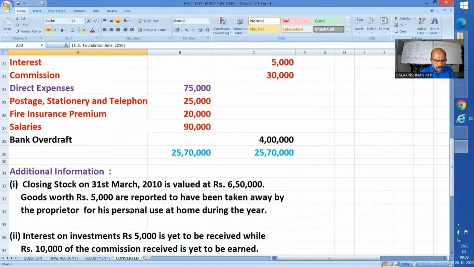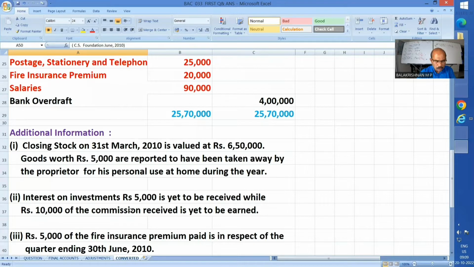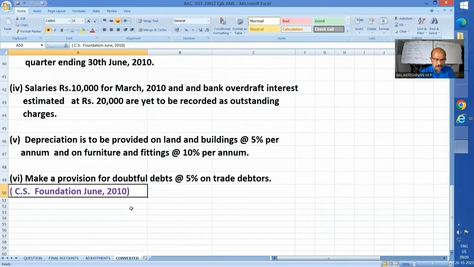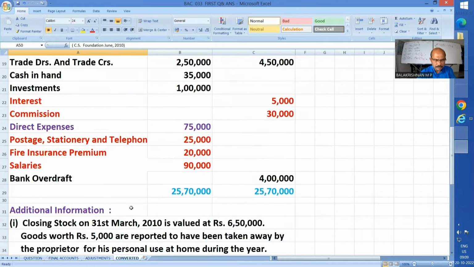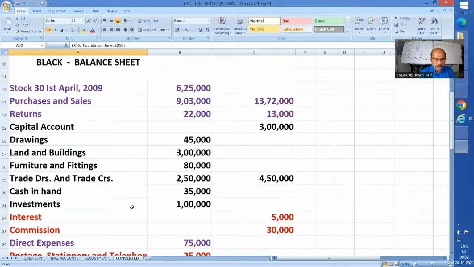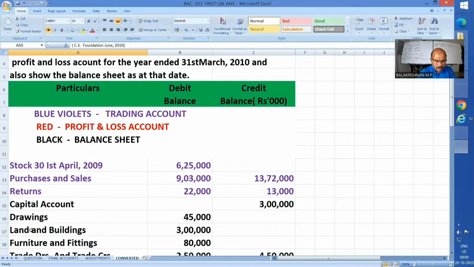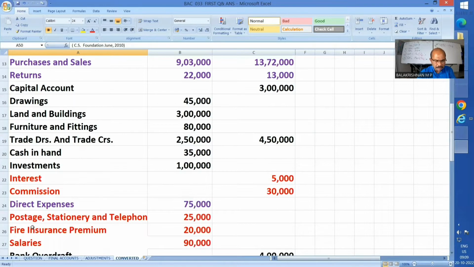Well, it has got 1, 2, 3, 4, 5, 6 adjustments. And as usual, for your comfort sake, I have colored the items suitably: blue, violet one for trading account, red one for profit and loss account, and the remaining one, black, for balance sheet.